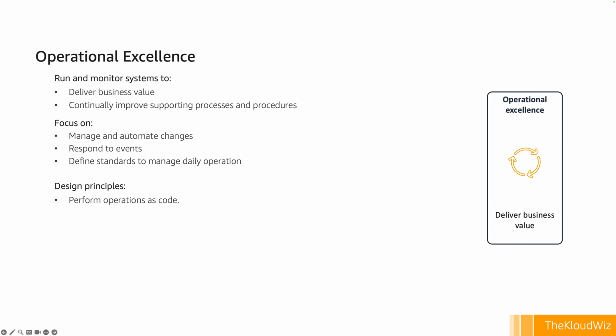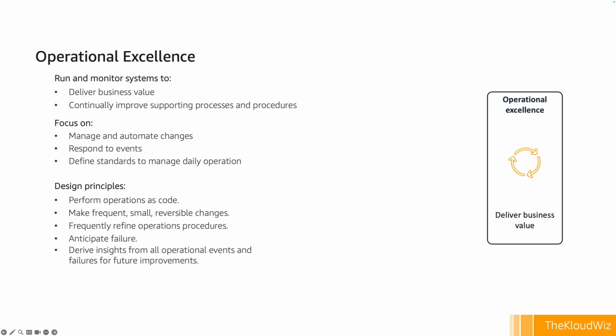The design principles that you are going to consider under the operational excellence pillar are, one, performing operations as code, making frequent, small, and reversible changes, frequently refining operation procedures, anticipating failure, and deriving insights from all operational events and failures for future improvement. I'm going to add a link to the operational excellence pillar white paper so that you can do further reading.